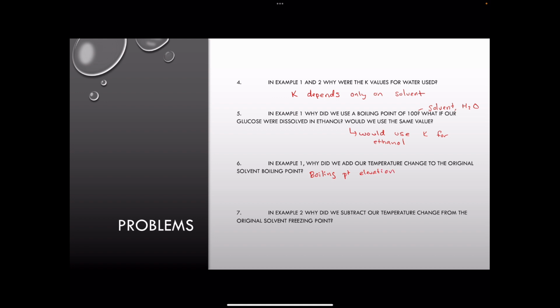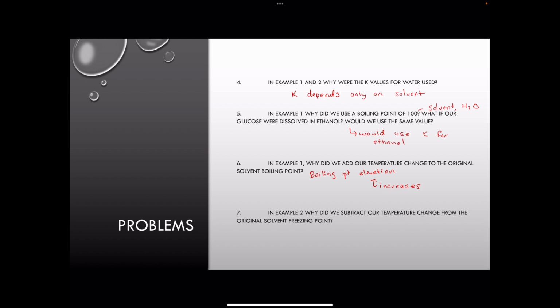So if we're talking about an elevation, that's the amount something increases. So if we're increasing something, we're adding to it. So that's why we added the change to our initial boiling point.